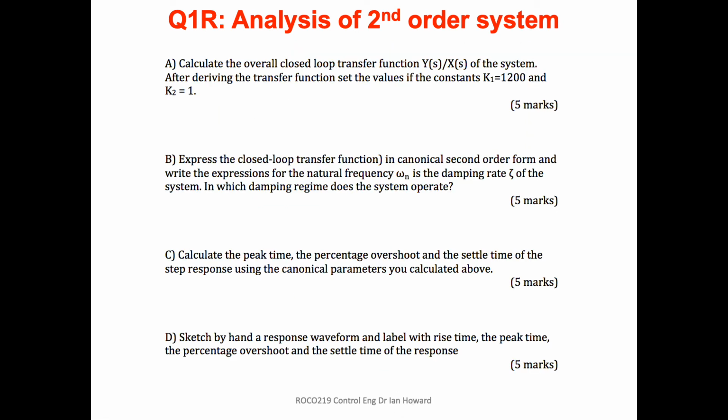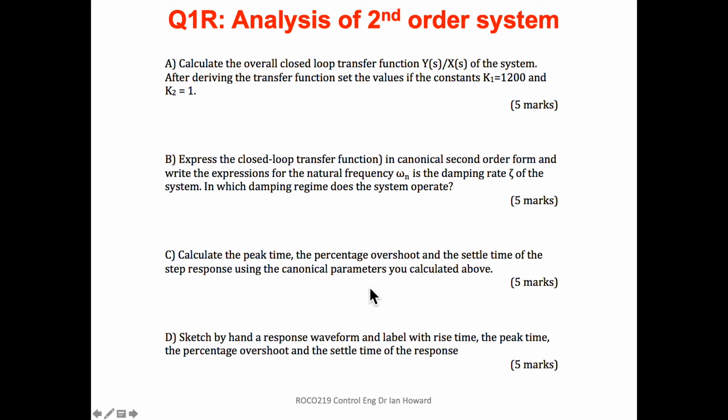We're asked, first of all, to calculate the closed loop transfer function of this system, which is Y(s) divided by X(s). After we've done that, we plug in values of K1 equals 1200 and K2 equals 1, and evaluate it. Then we're asked to express this in canonical form and write the expressions, which we can get by inspection, for the natural frequency of this system and the damping ratio zeta of this system. Then, given that, we can say something about the damping ratio: what regime of damping is this system operating in?